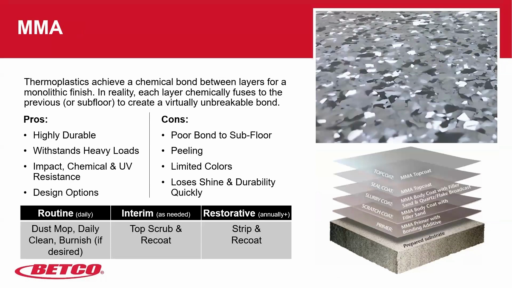MMA is a poured product. I see it in a lot of different retail and grocery applications. And there's a lot of benefits to it. It's highly durable. It's easy, quick, and fast to go down. It'll withstand a heavy load. Another benefit is that it's chemical resistant and UV resistant. So if you have big windows with a lot of sun coming in, it is UV resistant. You can do a lot of different designs, not a lot of different colors, but a lot of different designs you can put in that MMA.